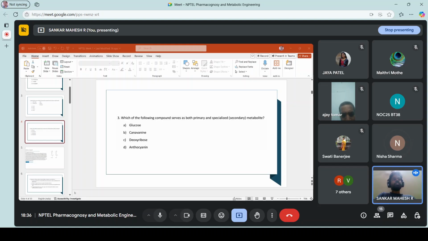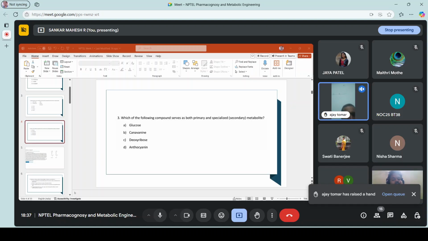Does anyone else want to try? The question I wanted you to answer is: what is the difference between primary metabolites and secondary metabolites? Jay, you can unmute. Primary metabolites are those found inside the body, and secondary metabolites are those from the outside. That need not be the case. You can mute, I think there's an echo.